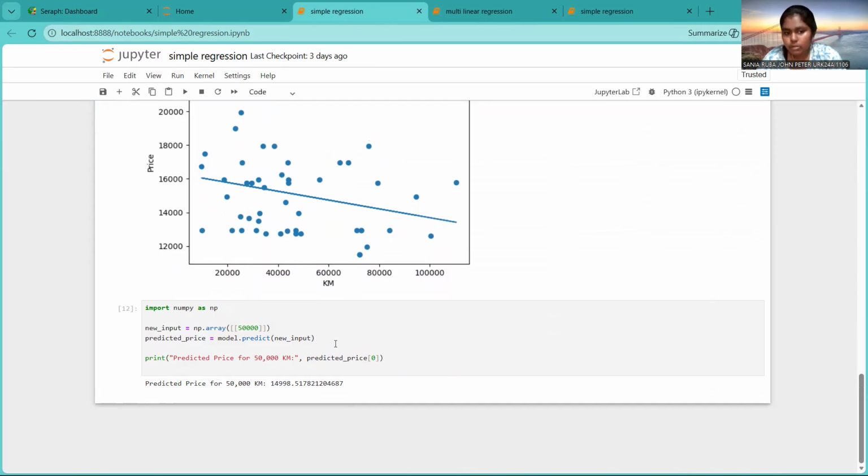For example, I've given 50,000 kilometers. The predicted price for 50,000 kilometers is 14,998. So this is the simple regression one, and let's go to multiple regression.